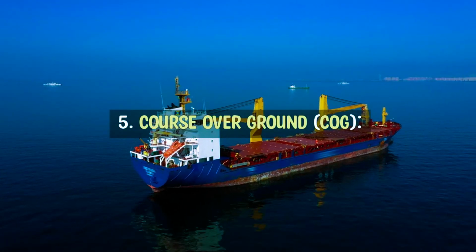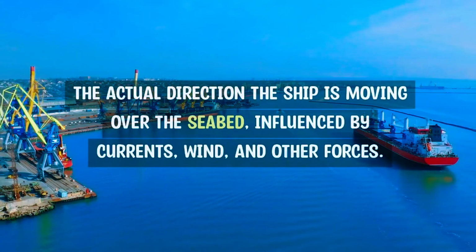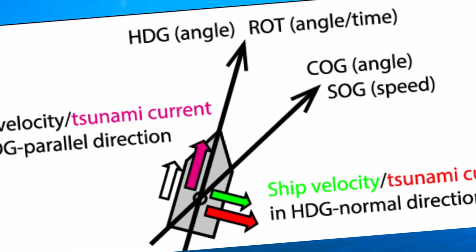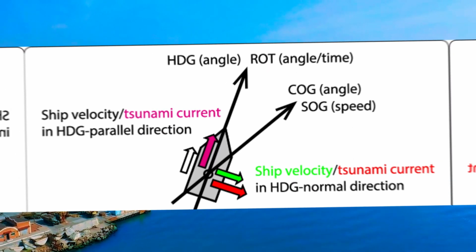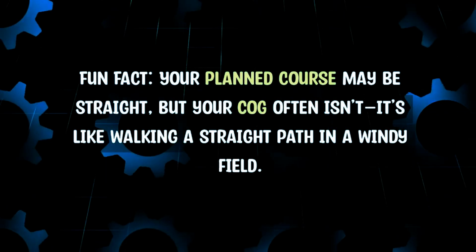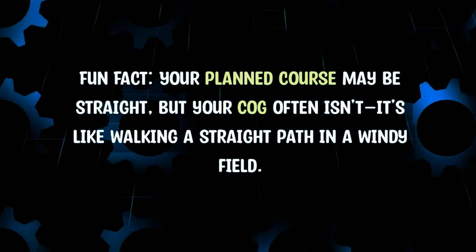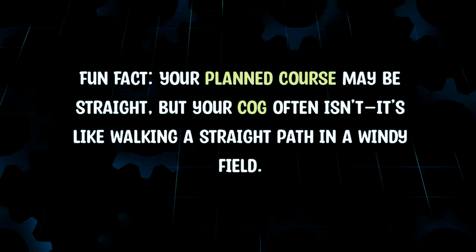5. Course over ground, COG. The actual direction the ship is moving over the seabed, influenced by currents, wind, and other forces. Fun fact: your planned course may be straight, but your COG often isn't. It's like walking a straight path in a windy field.